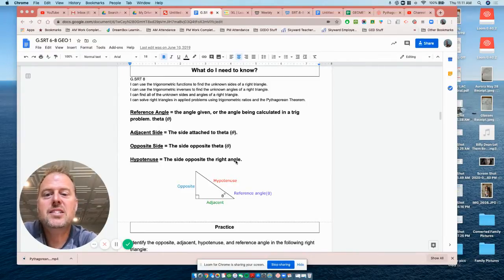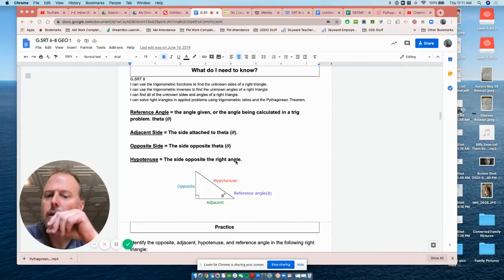If we're talking about sine, sine is going to be the opposite over the hypotenuse. So the opposite leg over the hypotenuse. Cosine is going to be the adjacent leg over the hypotenuse, while tangent is going to be the opposite leg over the adjacent leg. When you do those calculations, it'll give you the numbers that they're looking for.